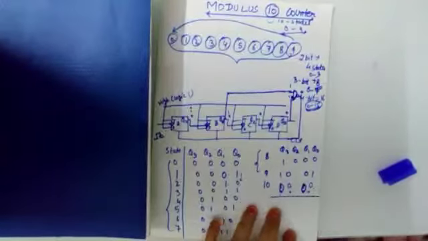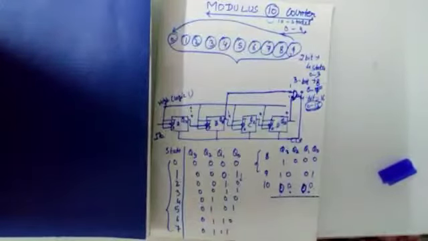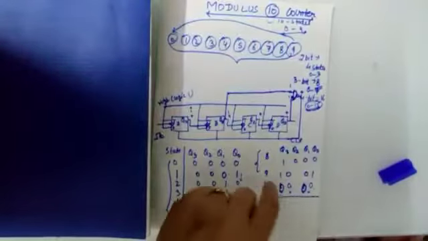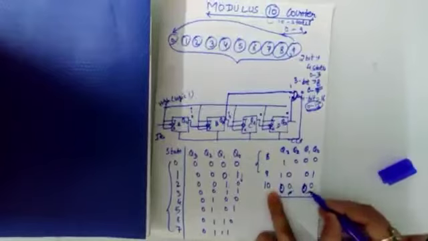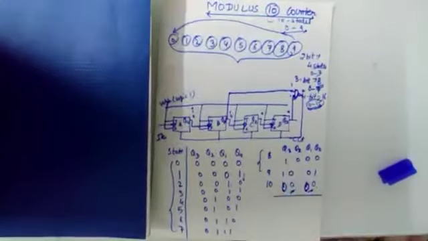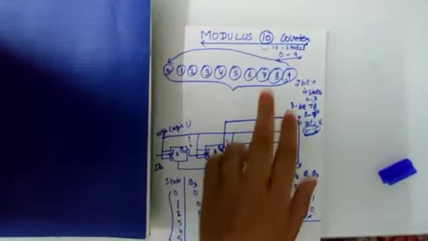So we have designed a mod 10 counter. After 10 pulses, it will again restart the counting. So this is the general phenomenon of a modulus counter. This is very simple, whichever counter you have to design.